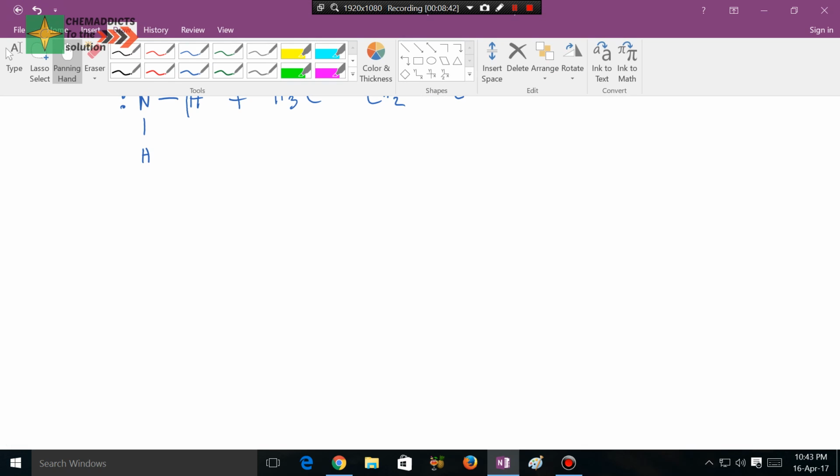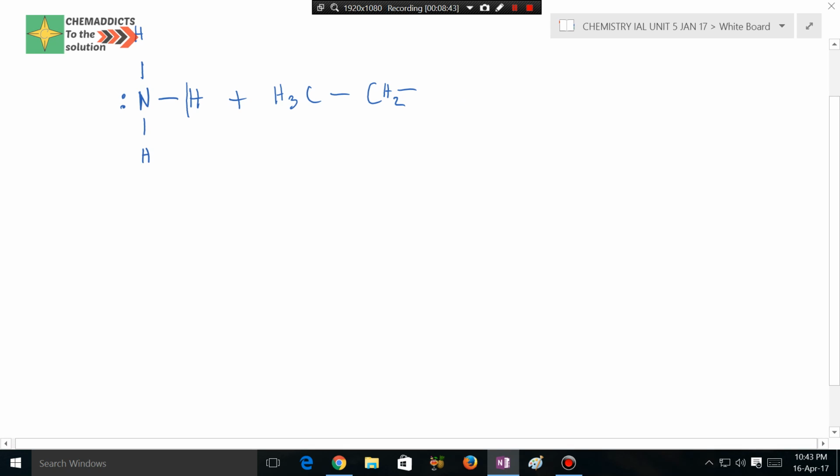Okay, let's just draw the chlorine over here. This is chlorine, and this is CH3, so this is ethanol chloride. So this particular hydrogen on this nitrogen is going to react with this chlorine, eliminating it, and we're going to have what? Amide. We're going to get amide.